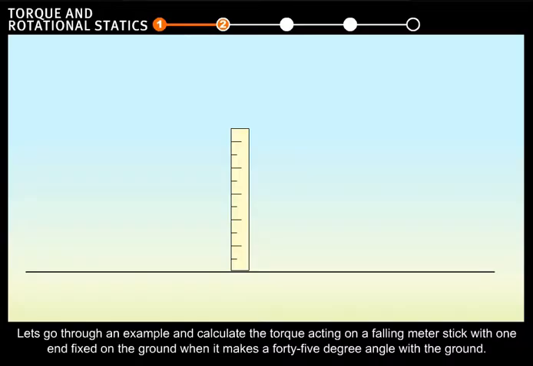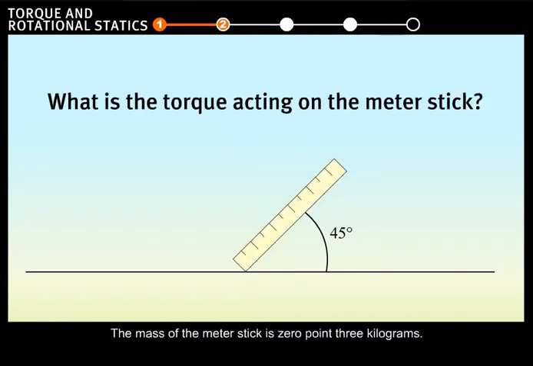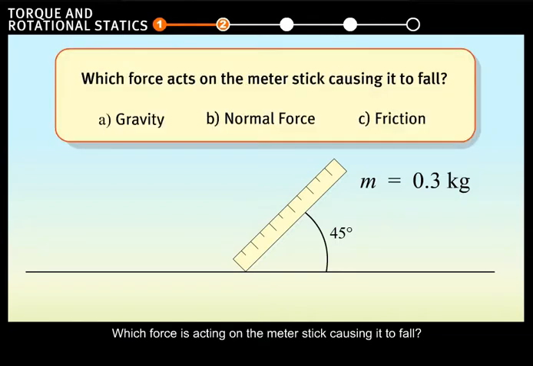Let's go through an example and calculate the torque acting on a falling meter stick with one end fixed on the ground when it makes a 45-degree angle with the ground. The mass of the meter stick is 0.3 kilograms. Which force is acting on the meter stick causing it to fall? Correct.